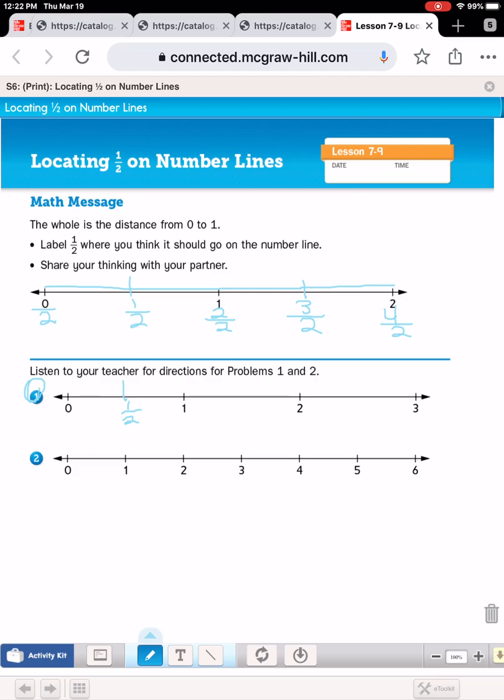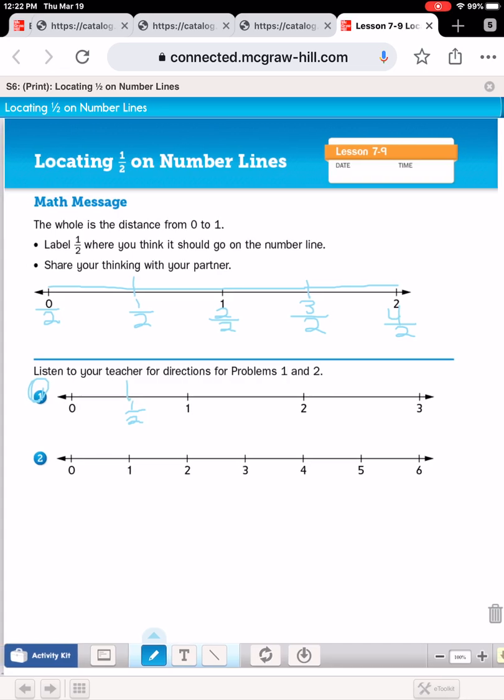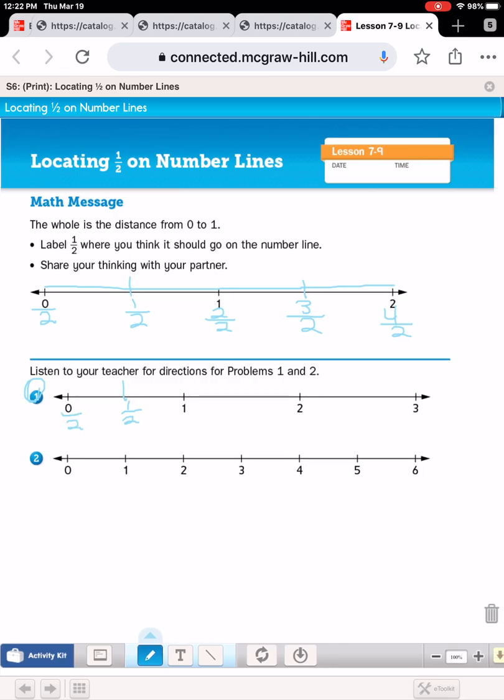Then, if I wanted to label all of the halves on this number line starting at 0, I would say 0 halves, we labeled 1/2, 2 halves, 3 halves, 4 halves, 5 halves, and 6 halves. Then, starting at 0, we can count our halves all the way to the whole number 3. We would say 1/2, 2 halves, 3 halves, 4 halves, 5 halves, 6 halves.